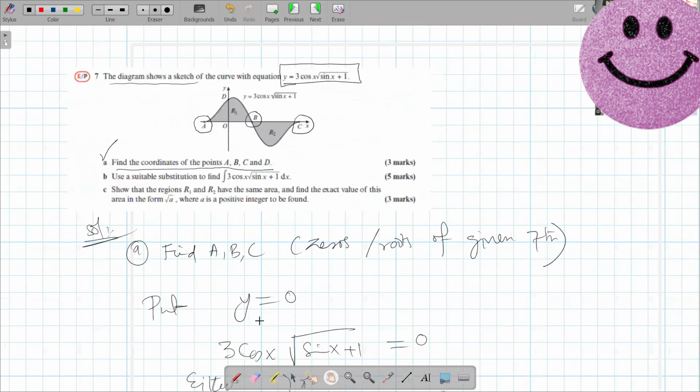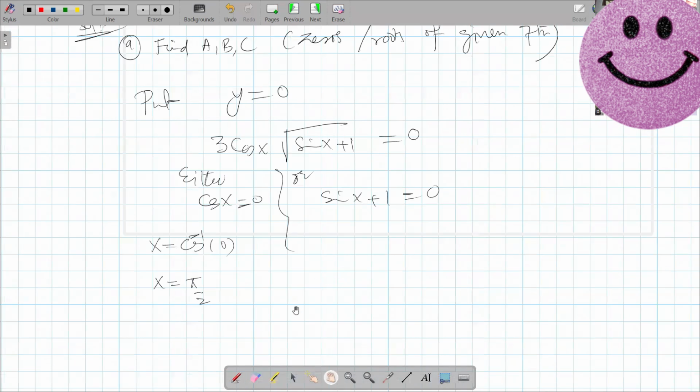Are there negative values as well? Negative, yes, because it is on the left side of the y-axis, right? So A is negative. We also need a negative value. What about negative pi by 2? Of course. So cos is 0 at pi by 2 as well as at negative pi by 2. At both these values, cosine is 0. So you can get two values from here.